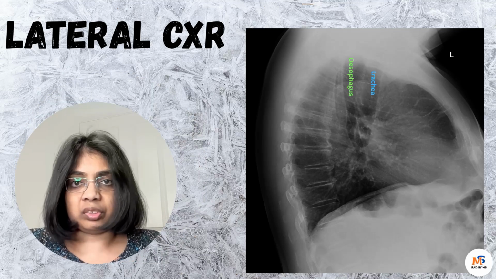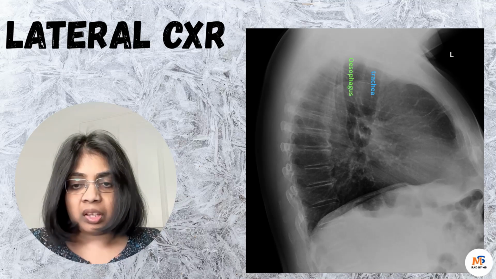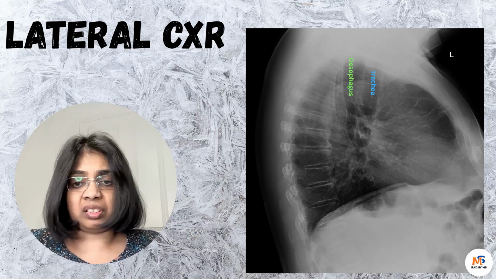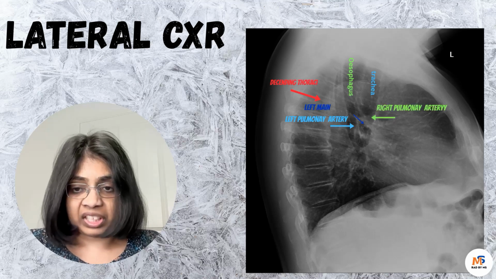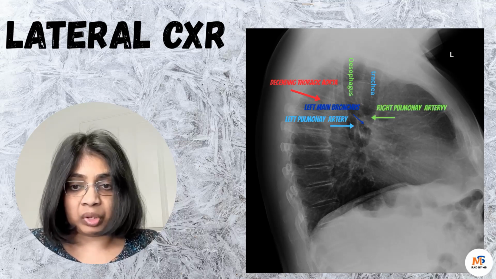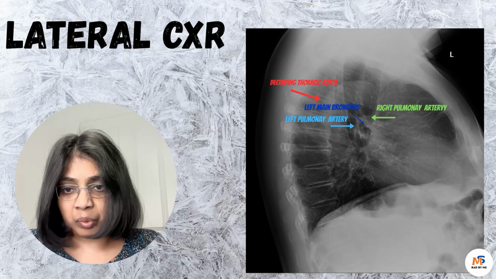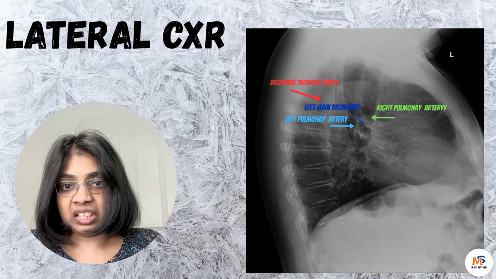Next, you've got to identify the right and left main pulmonary artery. To help identify that, a useful structure to identify is the left main bronchus, which is located centrally, and anterior to the left main bronchus is your right pulmonary artery, and arching is the left pulmonary artery.